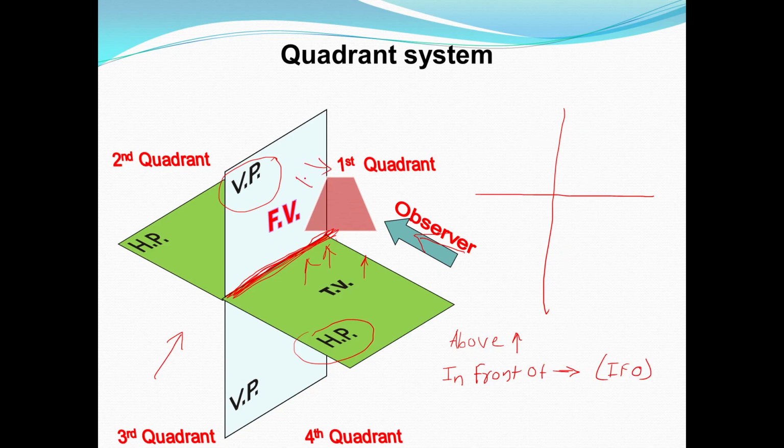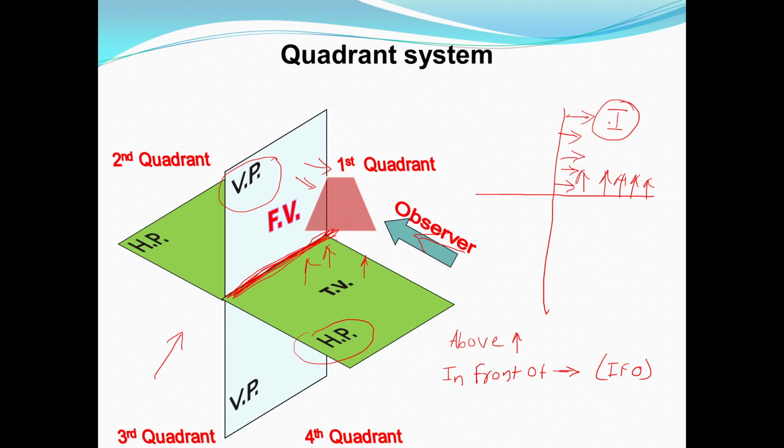So what is the position of an object in the first quadrant? This is the first quadrant in the side view. The first quadrant object is above the horizontal plane, and in front of the vertical plane.